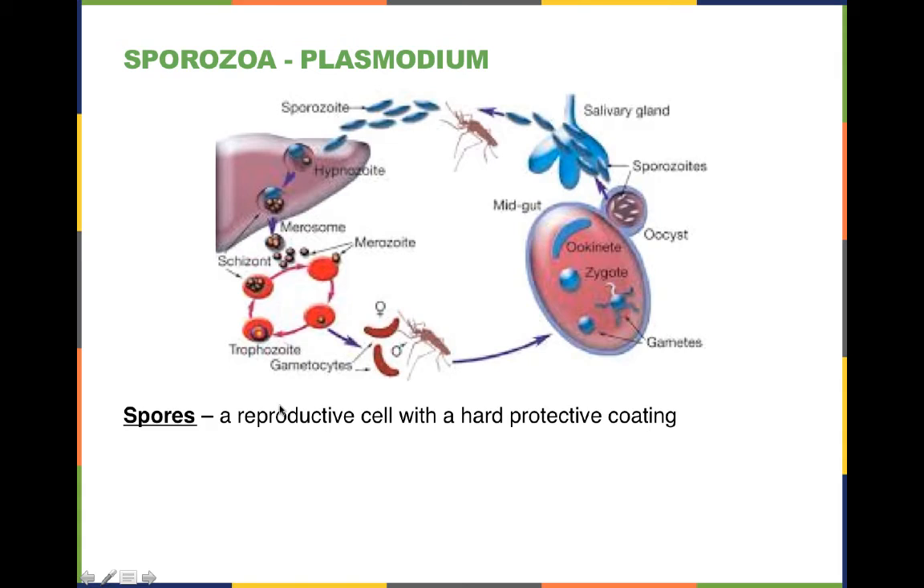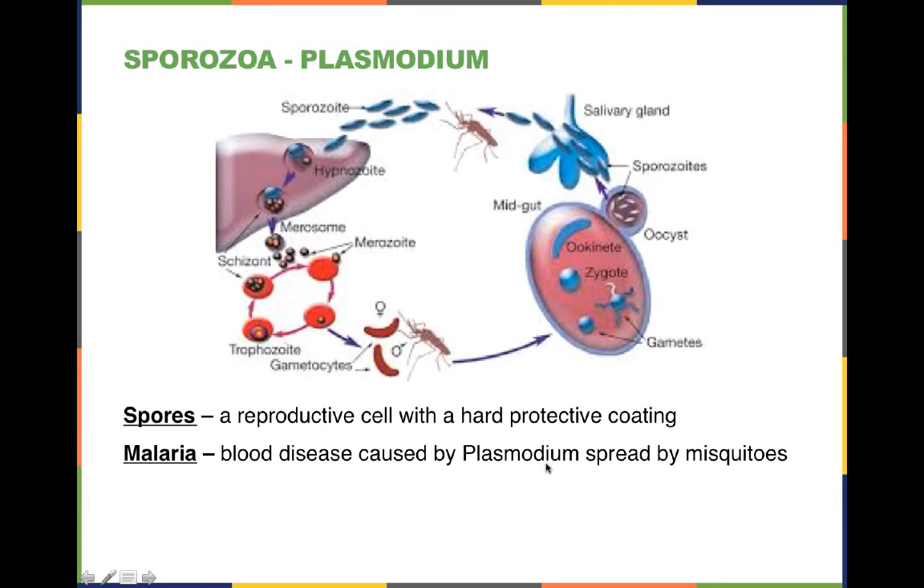And what you can see here is the spores are injected into the host by means of the mosquito, at which point they enter and move through the animal. Plasmodium causes malaria, and in the next slide I'll show you exactly how that happens.